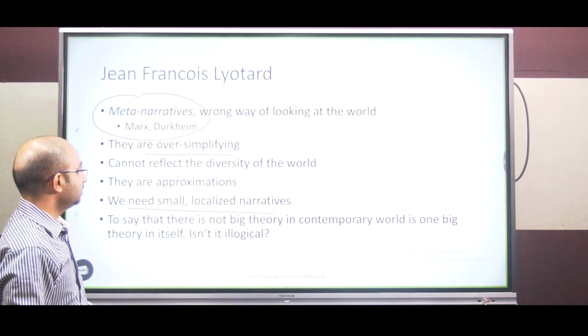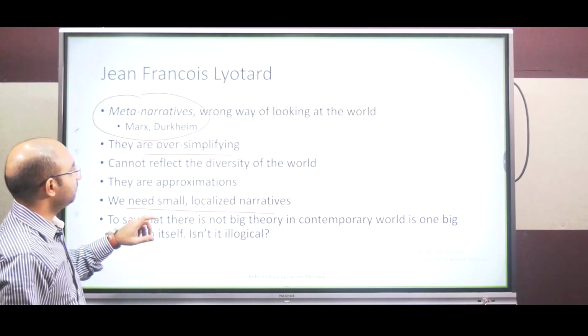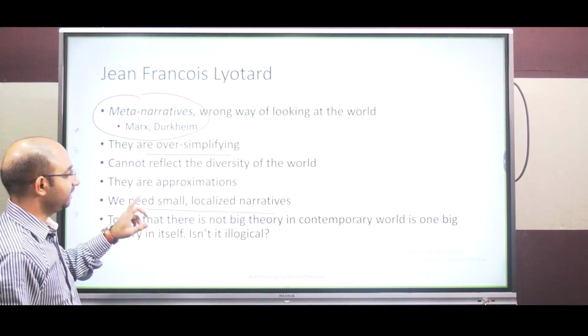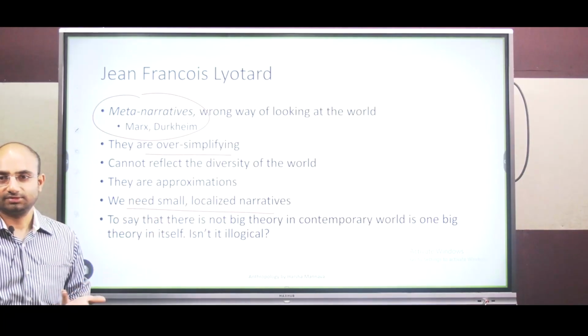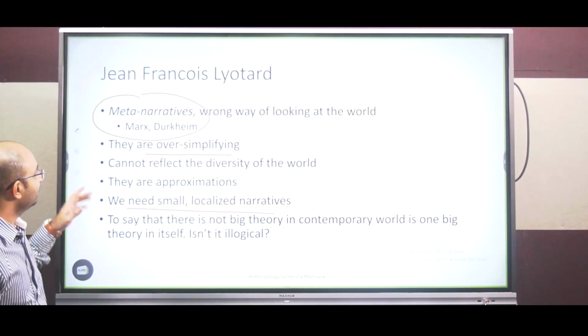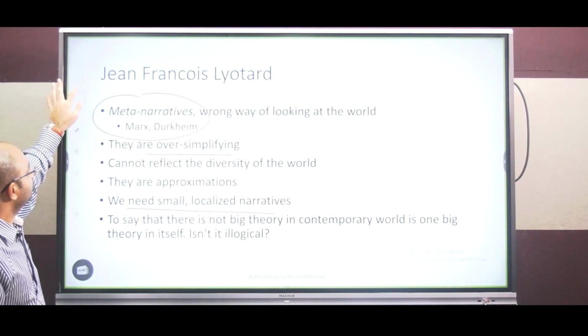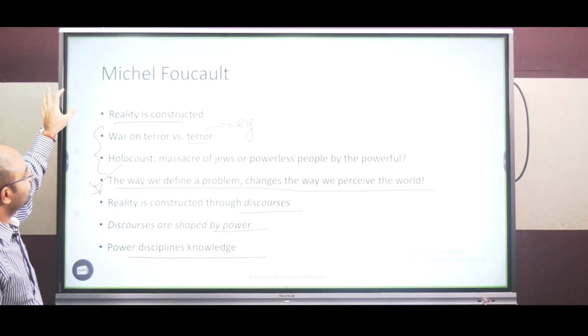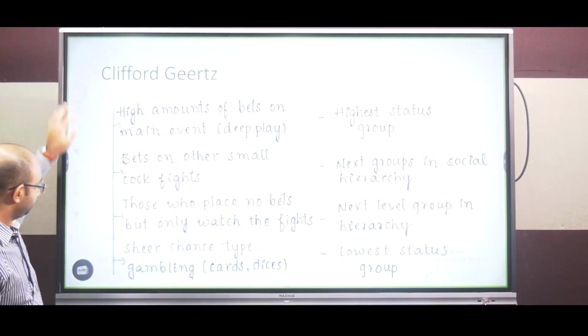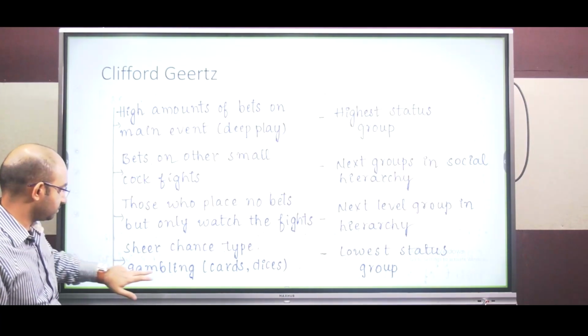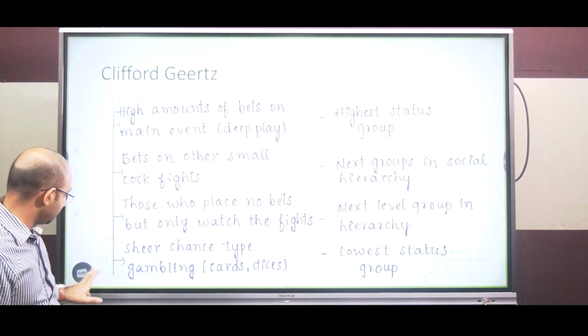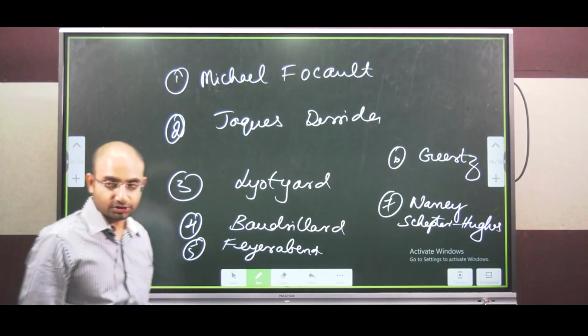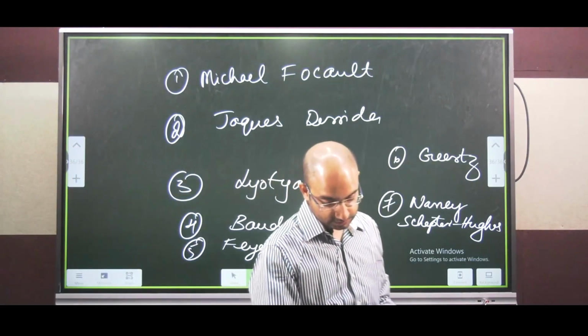But the joke is that the idea that we should not have a big theory is itself a big theory, isn't it? So the idea that we can't have a big theory to describe the world is a big theory in itself. So that is how we can look at the ideas of postmodernism. Describe first what is postmodernism and then finally talk about the ideas of a few important thinkers.